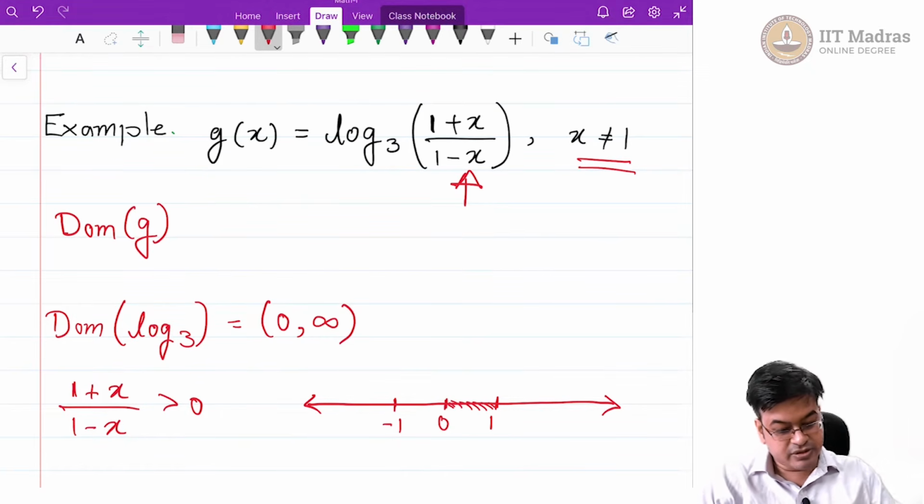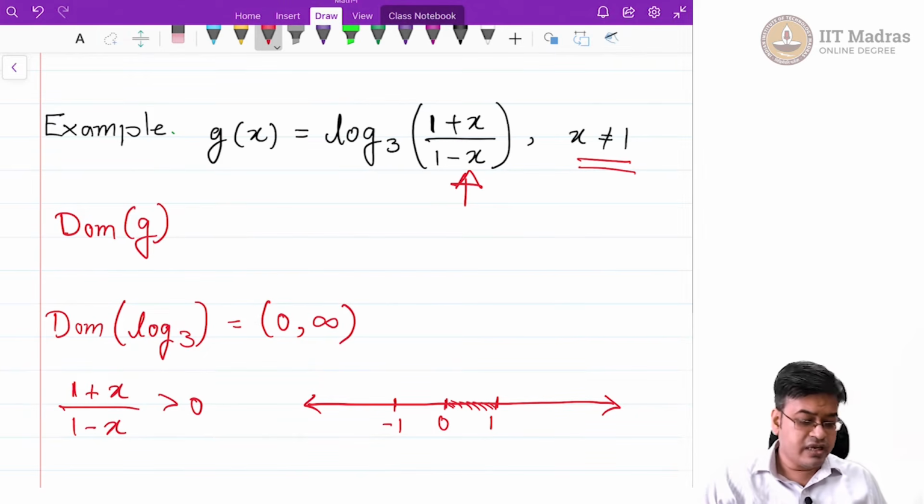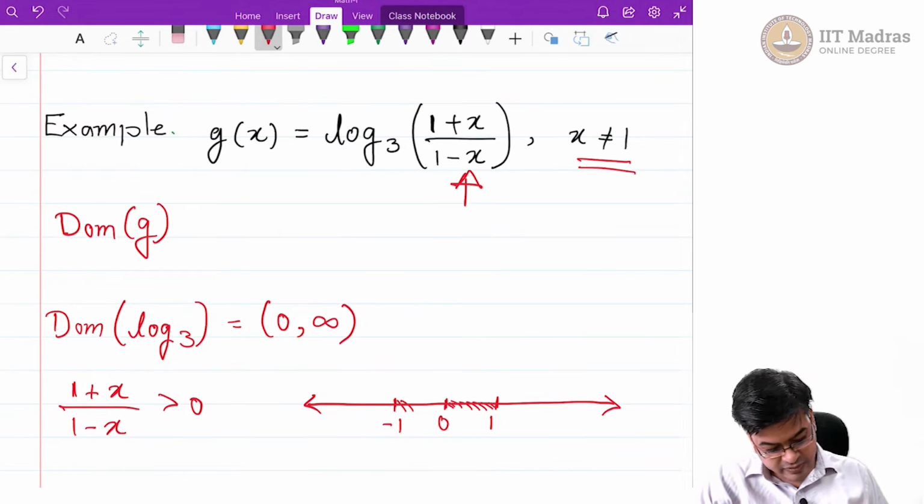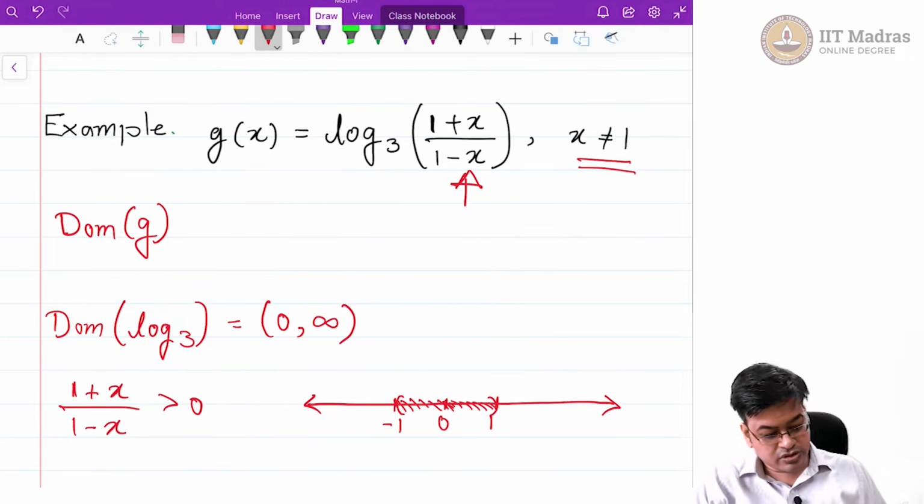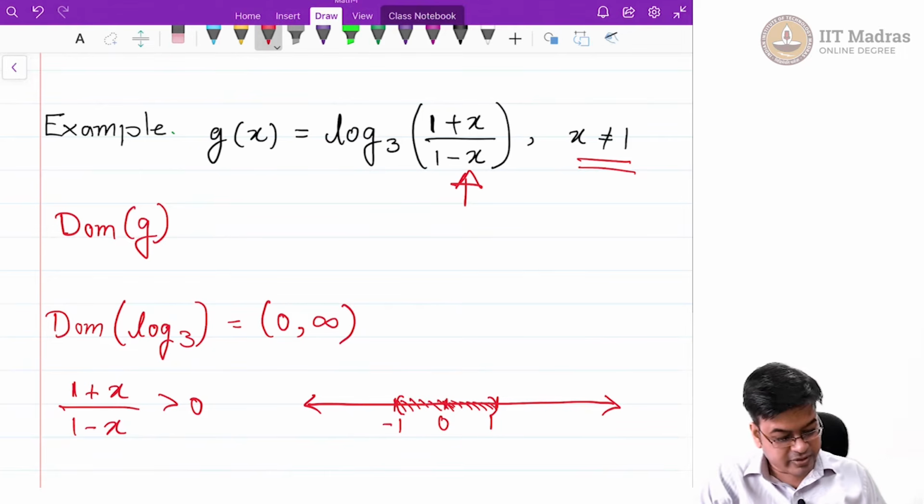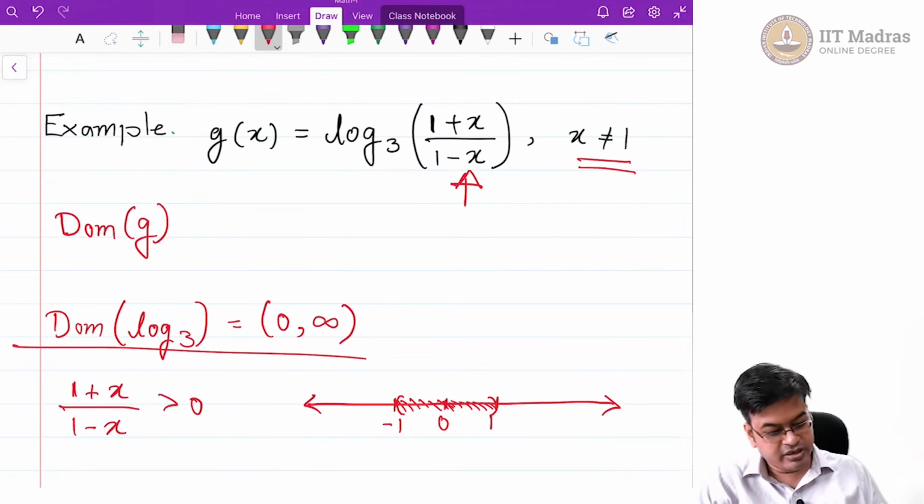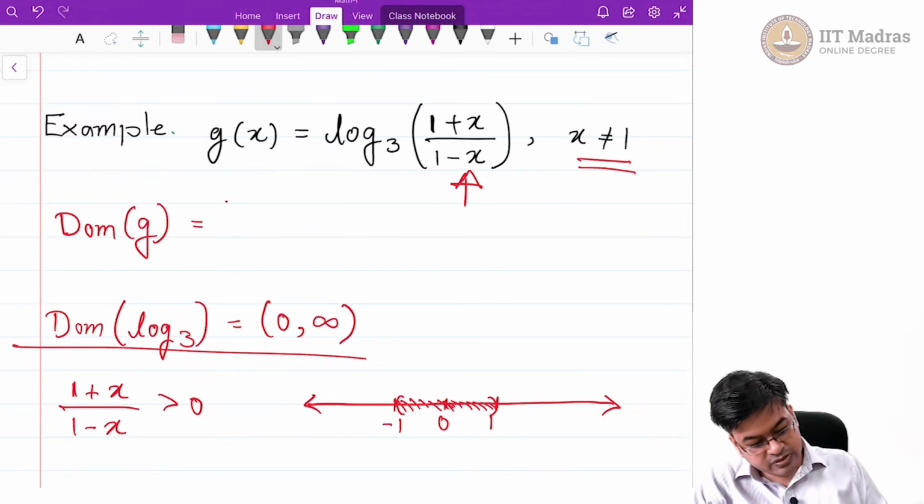So minus infinity to minus 1 is ruled out. Minus 1 will give me the value 0, so minus 1 is also ruled out, and therefore I am only left with the interval of this form, which is minus 1 to 1. So based on the arguments and based on this domain, I know that the domain of this function is valid only between minus 1 and 1.